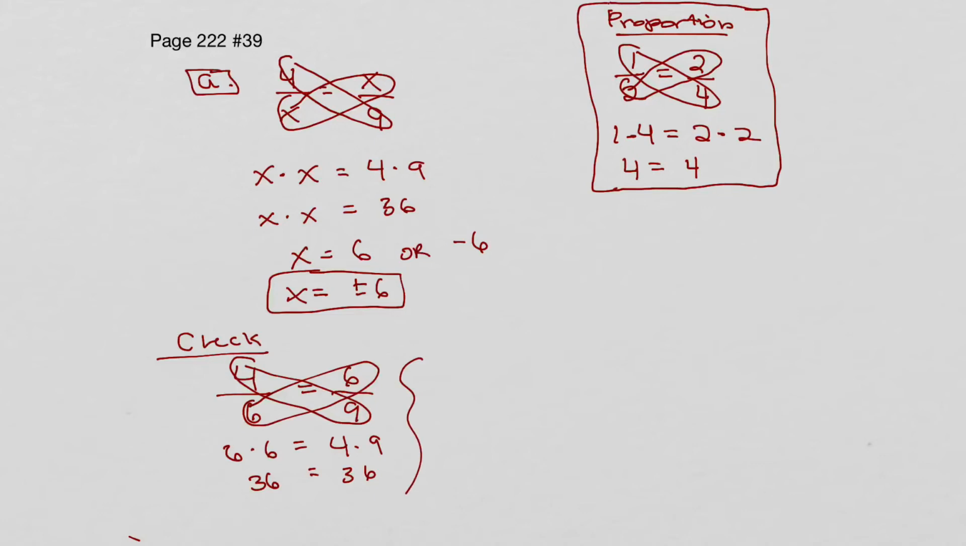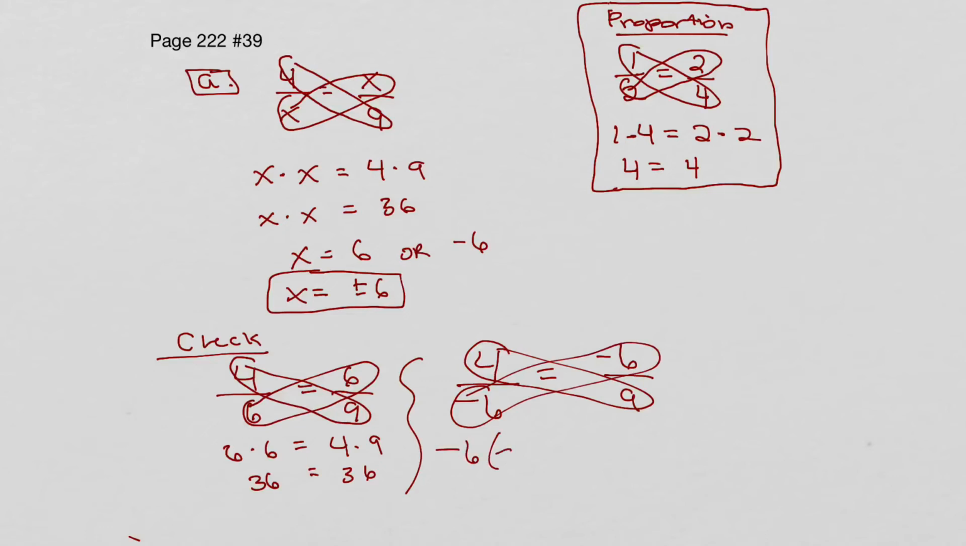You do the same thing with the -6. So x was also equal to -6. So 4 over -6 should be equivalent to -6 over 9. If you cross multiply here, -6 times -6 should equal 4 times 9. And it's true. Both sides are equivalent. That means that our solution is indeed x is equal to 6 and -6.